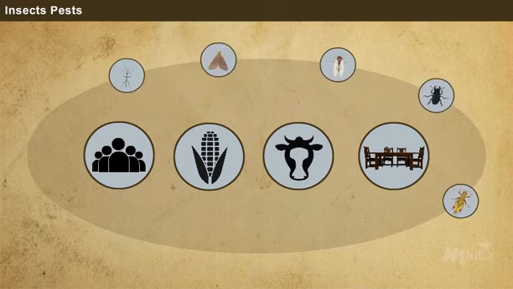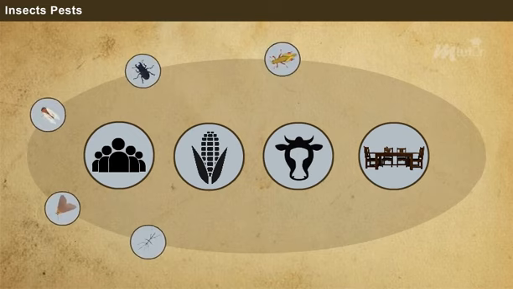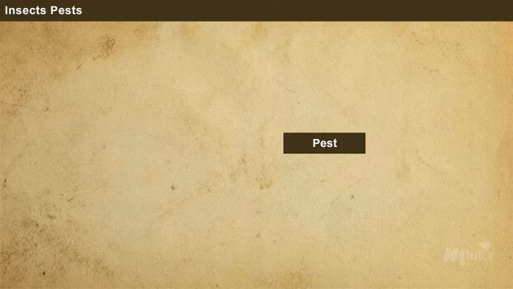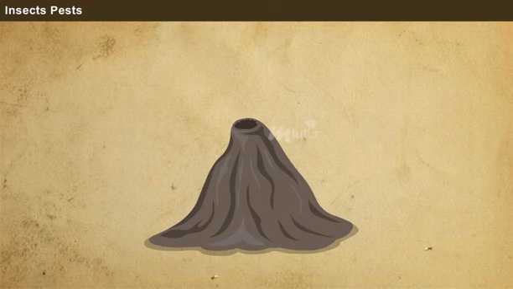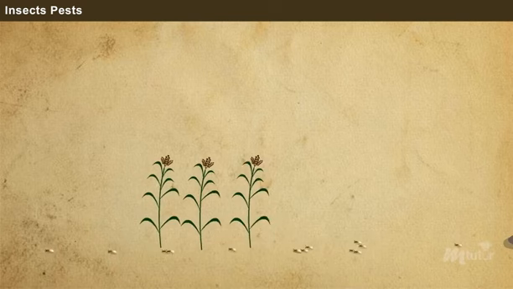Pest generally refers to any organism that is harmful to health and properties, including crop and livestock. The word pest is derived from the Latin word pestis, meaning plague. One of the morphological classifications of pest is insect pests. Insect pests are those that multiply rapidly and form a huge population, causing economic loss to crops and other properties. In other terms, they serve as a nuisance or major health hazard to humans and livestock.